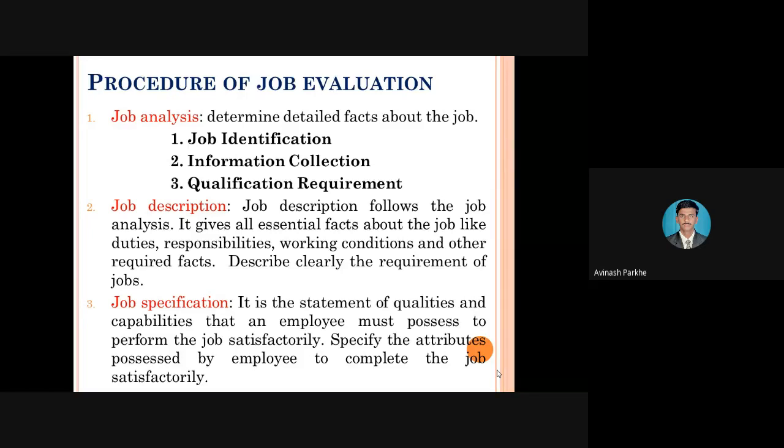And the third important step is called qualification requirement. So which types of qualifications are required? For example, the knowledge of the operator we have to check, the skill, their education, their experience, and physical ability. Mental ability also we have to check, because sometimes workers are not mentally strong, and at that time it will affect the overall development.